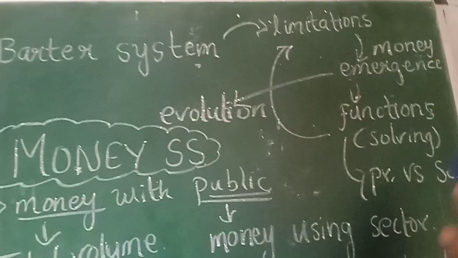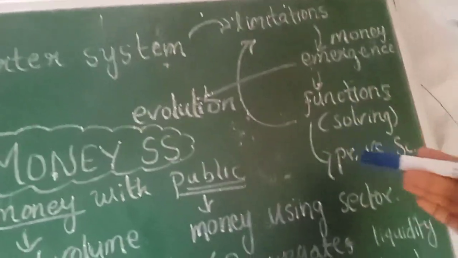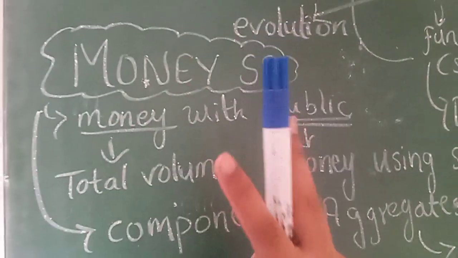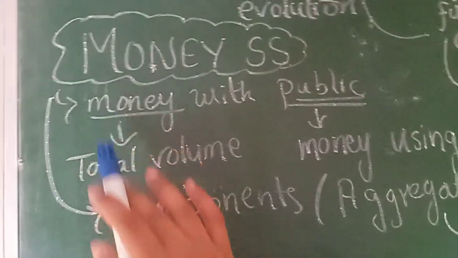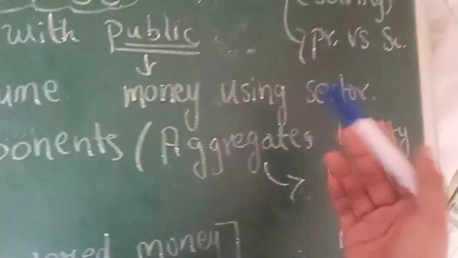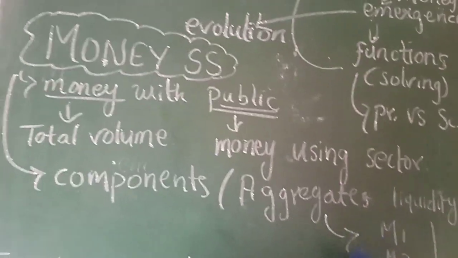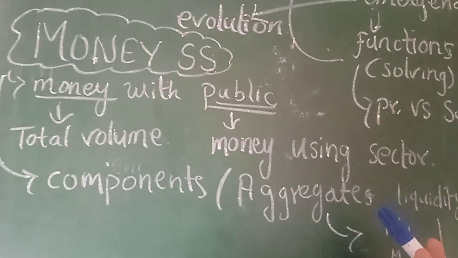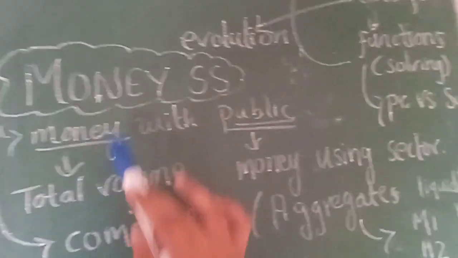So here we complete phase 1 of the money chapter, starting from the barter system and ending in the functions of money that are solving the limitations of the barter system. Now comes the second phase of the chapter money, that is money supply. What is money supply? Money supply is the total volume of money that is held with the public. And what is the public? Public is the money using sector. Is there any other sector that is dealing with money? Yes, the money creating sector, that is government and banks. We do not see the money that the money creating sector is holding, but we see what the money using sector is holding, and we call this total volume of money the money supply.